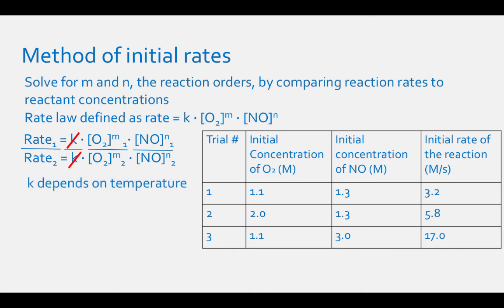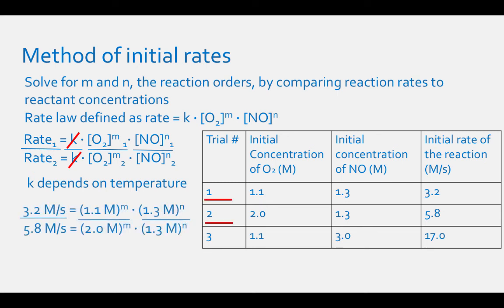So let's plug in some numbers, and we will see that we can cancel more things out. The rate of trial 1 is 3.2 molar per second divided by the rate of trial 2, which is 5.8 molar per second, equals 1.1 molar raised to the power m divided by 2.0 molar raised to the power m, times 1.3 molar raised to the power n divided by 1.3 molar raised to the power n.